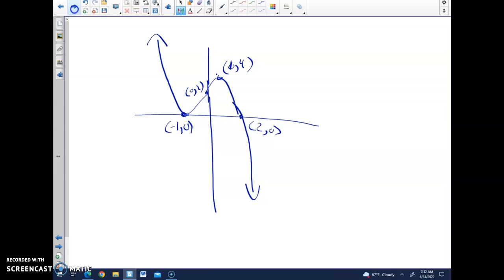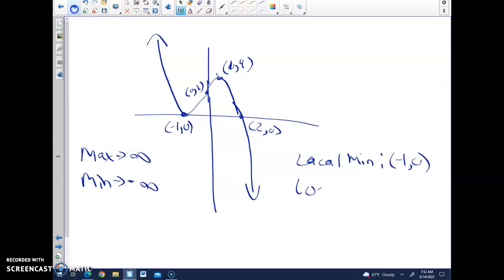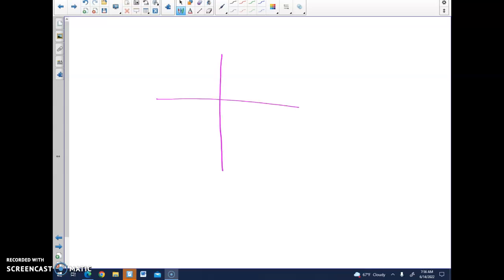Now, if they're asking for max and min here, the absolute max is infinity, and the minimum is -infinity. If on the test they're looking for a local max or a local min, the local min here would be -1.0, and a local max would be 1.4. Okay. So now, how many real zeros?